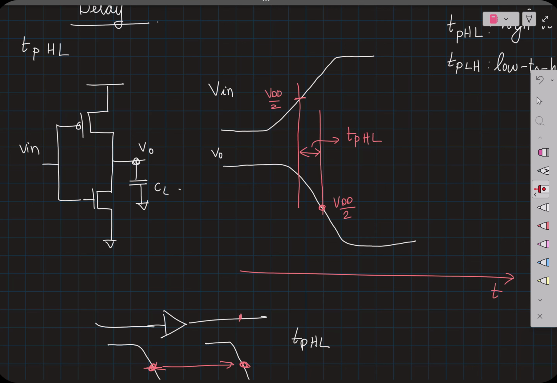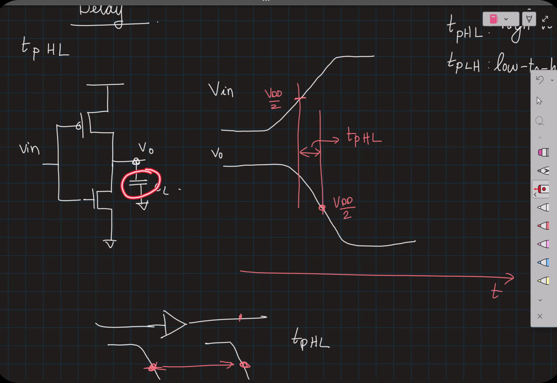Now, if your V0 has to go from VDD to VDD by 2, that corresponds to this capacitor being discharged from VDD to VDD by 2. Right? And can the capacitor voltage change instantaneously? When can it change instantaneously? Let me rephrase my question. When the resistance is 0, or in other words, if you can provide impulse currents to the capacitance.